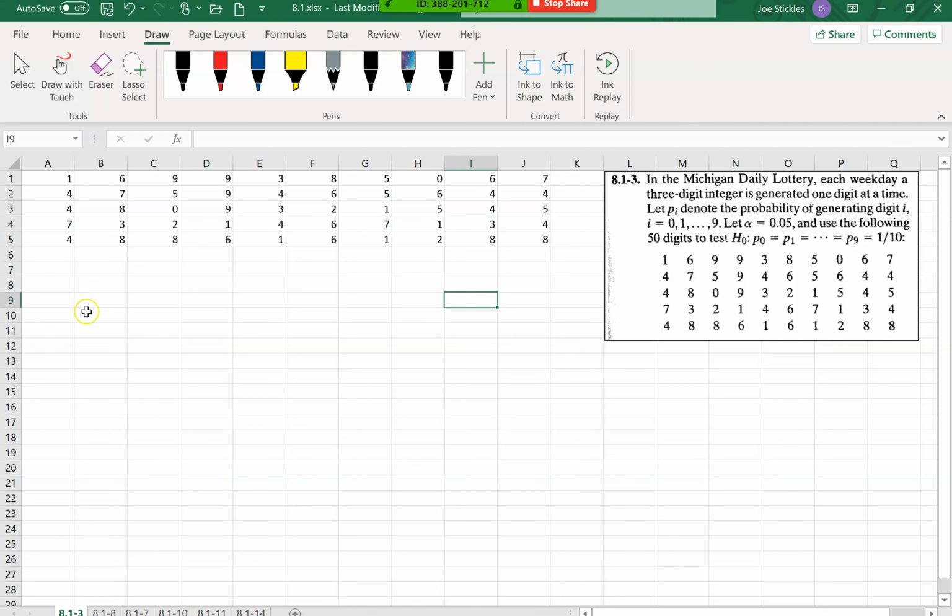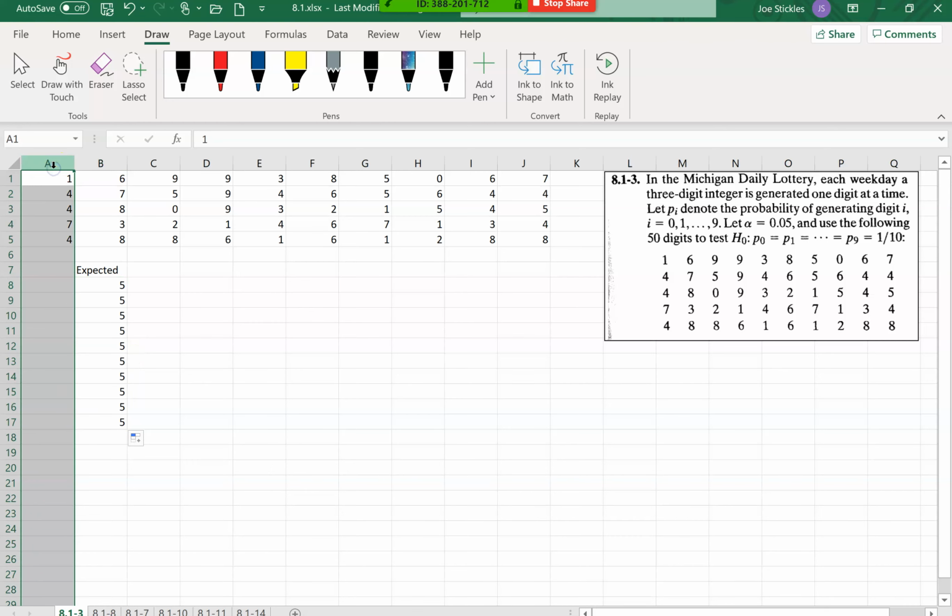5. Good. All right. So the first thing I'm going to do is make an expected column here. And I said that each of these should be 5. So these would be the expected number of values.